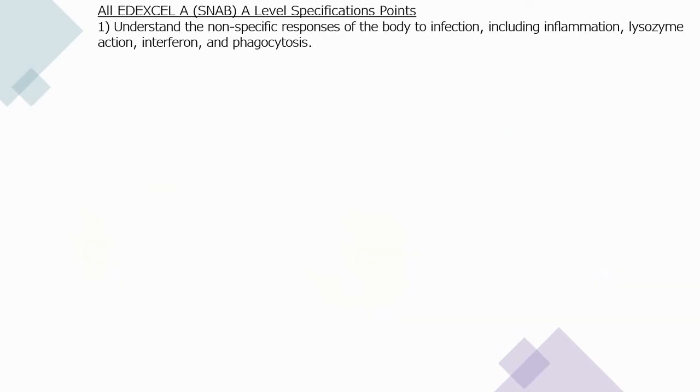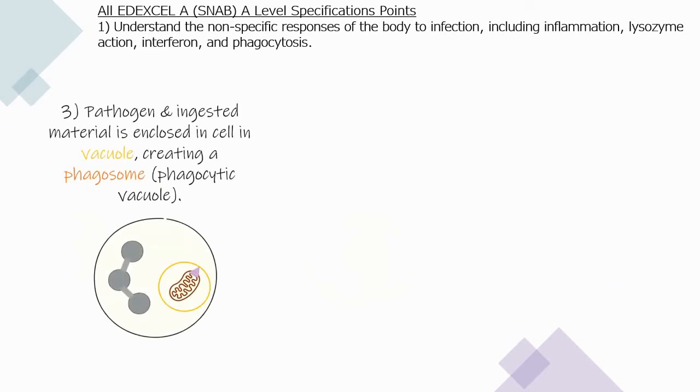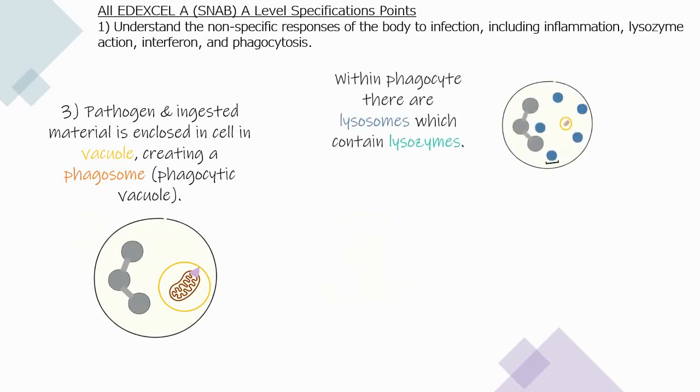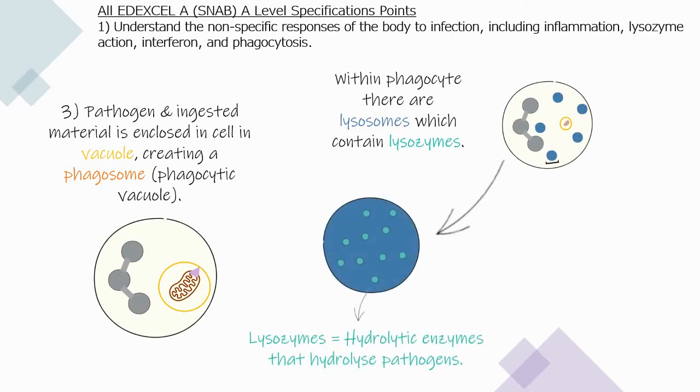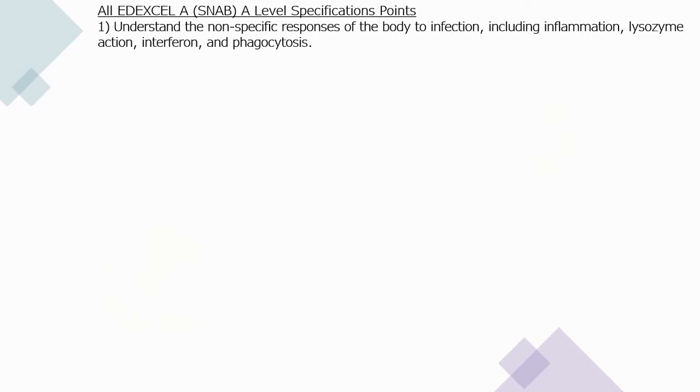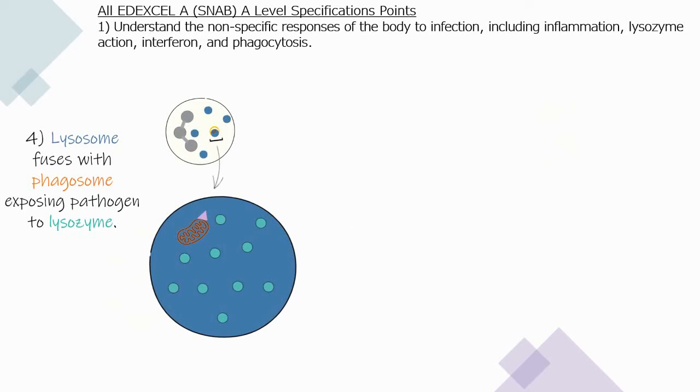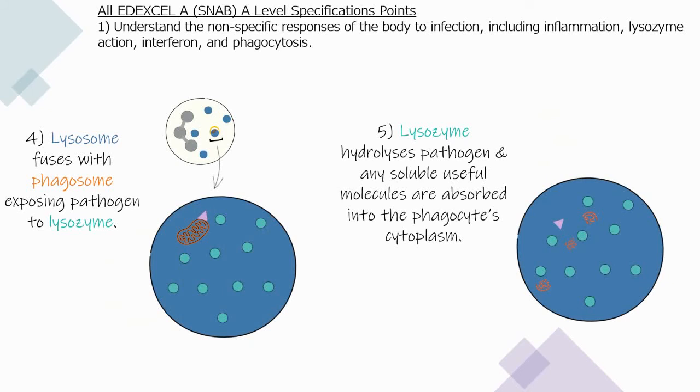So the pathogen and ingested material is then enclosed in a vacuole, and this creates a phagosome, which is a phagocytic vacuole. Within the phagocyte there are lysosomes, and lysosomes contain enzymes called lysozymes, and these lysozymes are hydrolytic enzymes, which means they hydrolyze pathogens. So the lysosome fuses with the phagosome, exposing the pathogen to these hydrolytic enzymes, and then they're able to hydrolyze the pathogen, and any soluble useful molecules are absorbed into the phagocyte's cytoplasm.